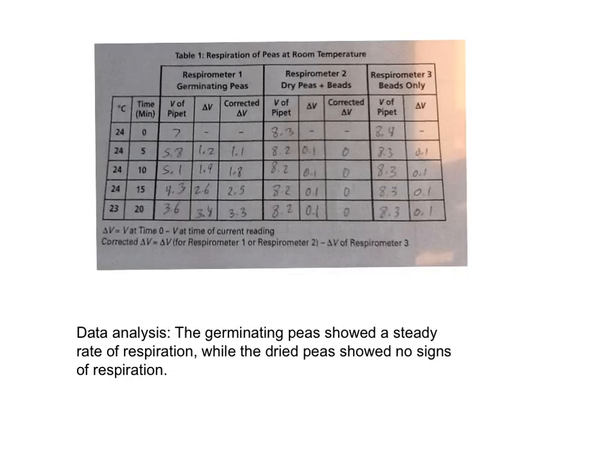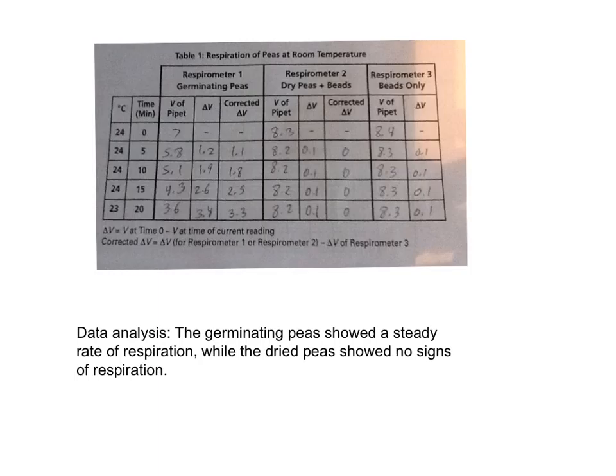This is our data analysis portion of our lab report, and basically all the results that we took throughout the report through observations and experimenting are going to be summed up neatly on this chart. I'll start over here with respirometer 3. That was beads only, and that was meant to be a control. So basically everything was stagnant.